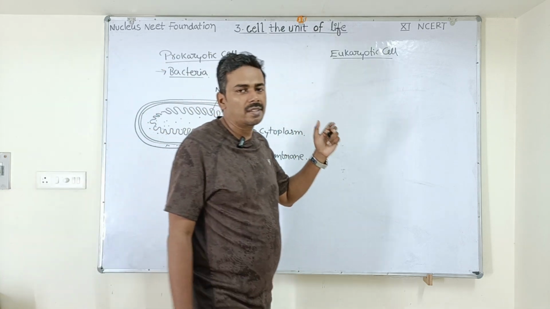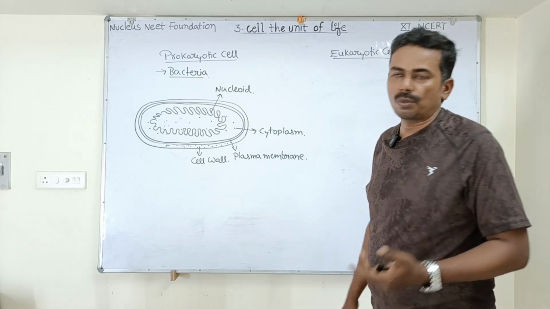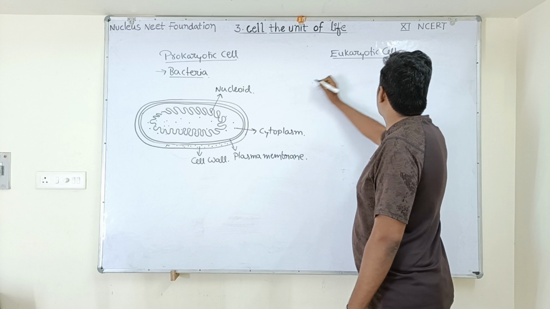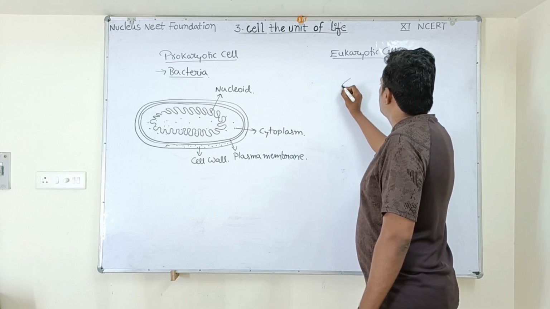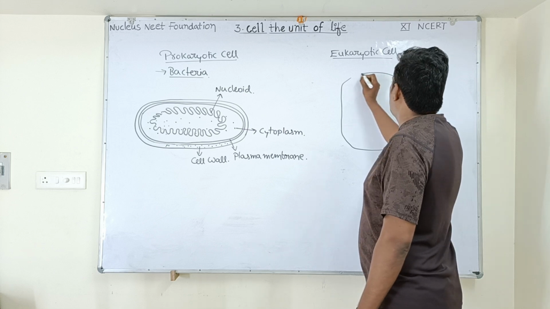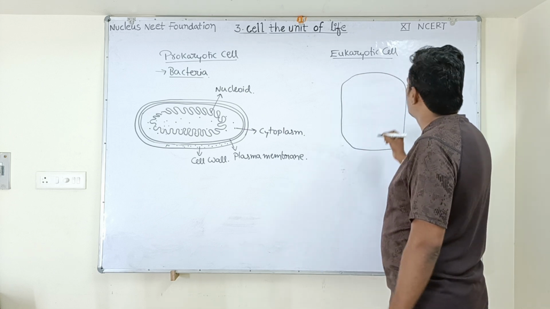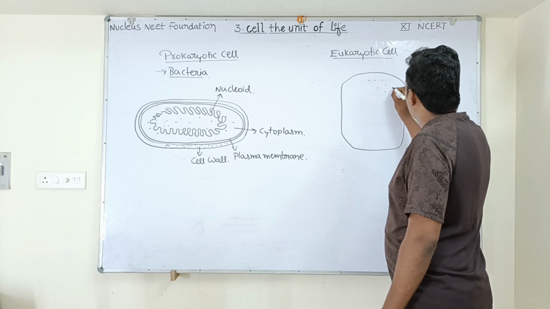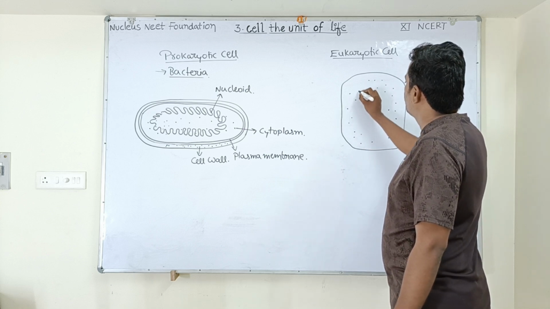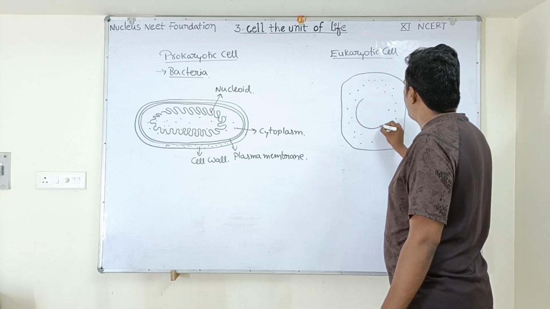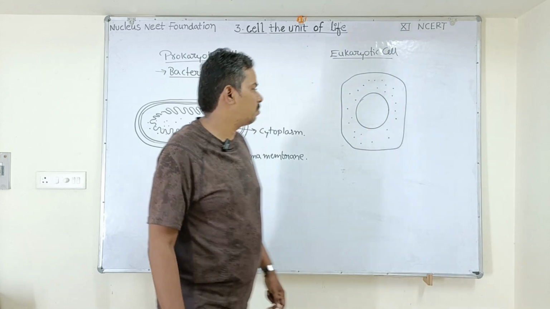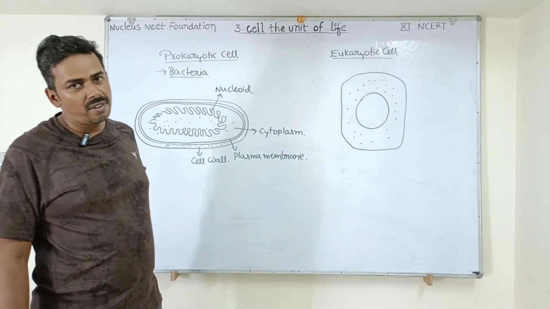Then eukaryotic cell, U means good or true. A true nucleus or well developed nucleus is present in these organisms. Eukaryotic cell, if you observe, an eukaryotic cell, it has cytoplasm, lots of cytoplasm liquid. In that there is a well-defined nucleus. What is there? A well-defined nucleus पाया जाता है eukaryotic cell के अंदर.